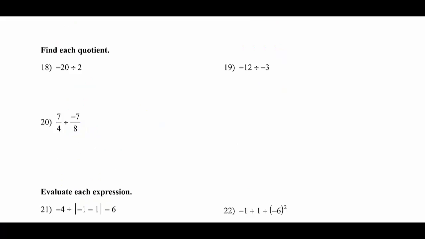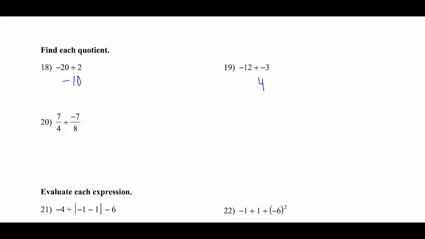Now we're dividing. So the same rules for multiplication apply to division, where if there's a single negative, it makes it negative. If there are two negatives, it makes it positive. And we usually don't divide three numbers, so we don't really have to worry about that. So on 18, we have negative 20 divided by 2, which gives us negative 10. On 19, we have negative 12 divided by negative 3. They're both negative, so that turns it into a positive, and that would be 4.